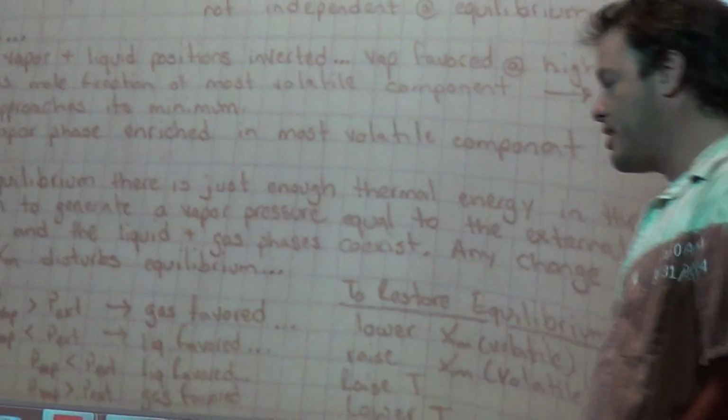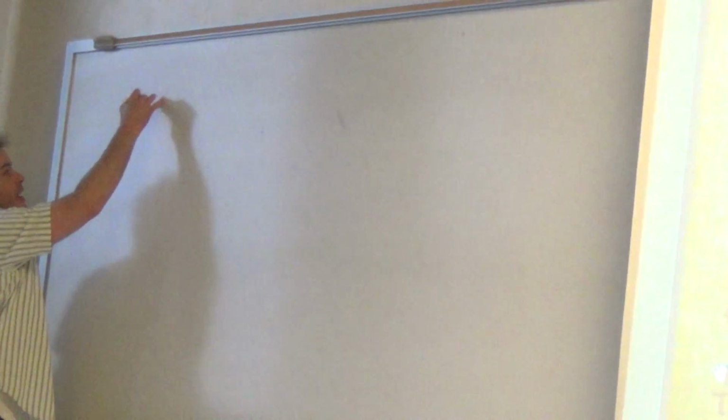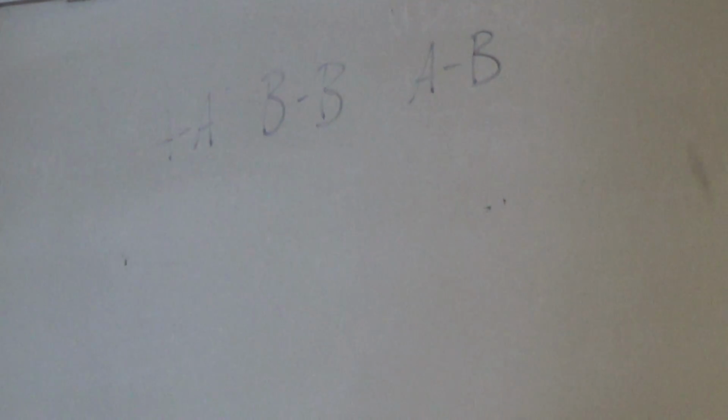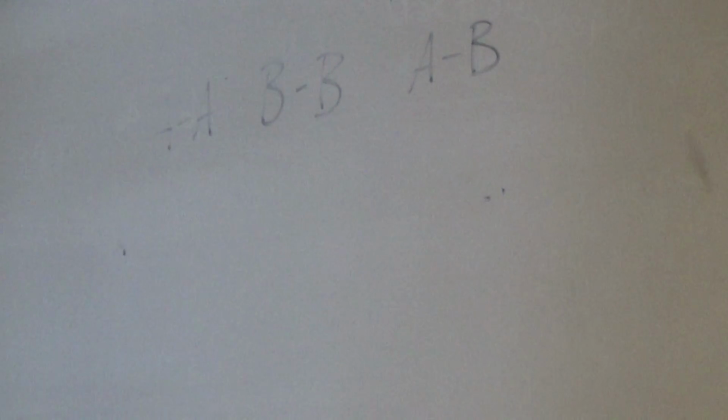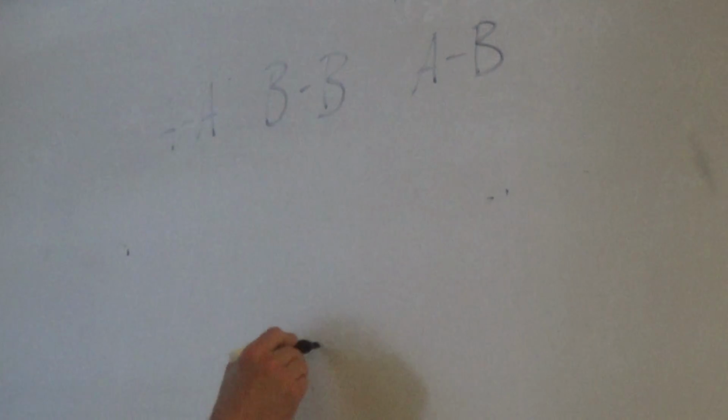What I wanted to do is to go back to a more physical picture of what's happening. So we said that a graph like this holds when we have a situation where AA, BB, and AB interactions are equivalent. And that's not entirely true. There's never such a thing as AA, BB, AB interactions being equivalent, but for these ideal solutions, we're going to pretend that they're roughly equivalent. In that case, what happens is this.